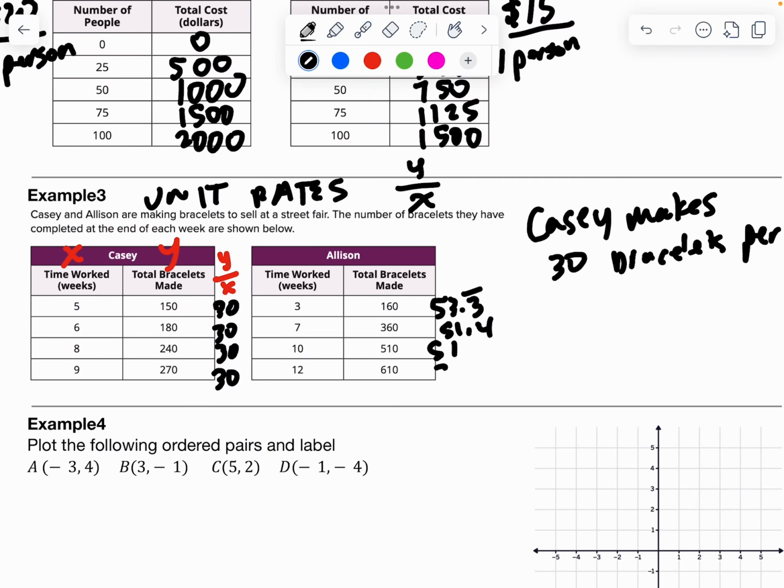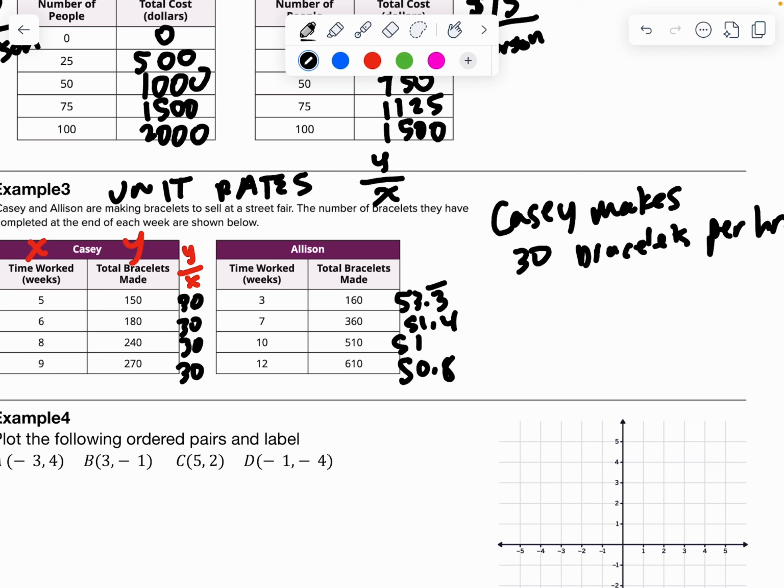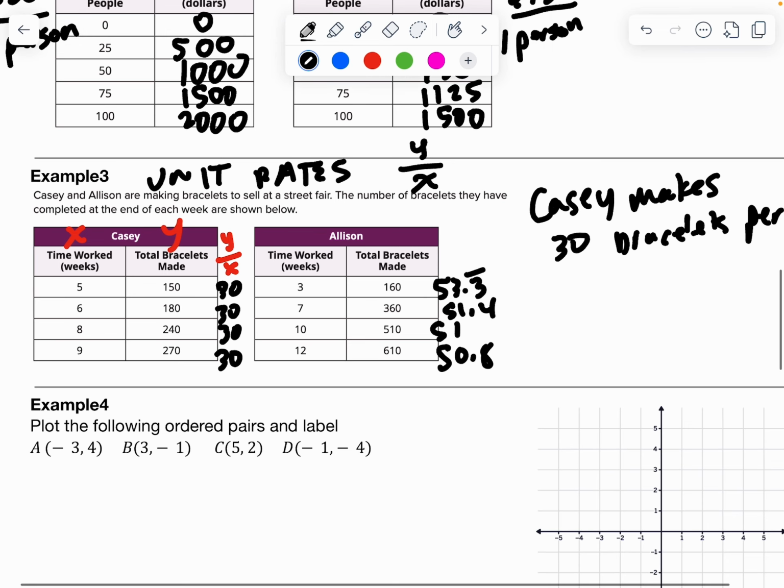Okay, so 50.8. So Allison does not make a constant number of bracelets. So therefore, we cannot say that there's a unit rate there. Okay, so she does not work as consistently as Casey does.